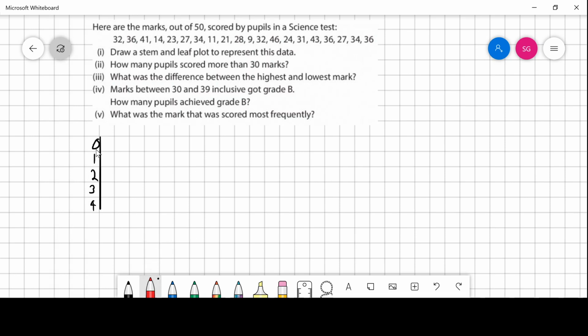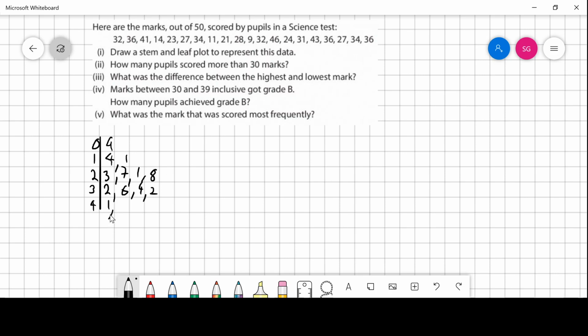Okay, so let's just go through this systematically. So 32, so that'll be a 2 here. 36, a 6 here. 41, a 1 here. 14, a 4 here. 23, a 3 here. 27, a 7 here. 34, a 4 here. 11, a 1 here. 21, a 1 here. 28, an 8 at the 2 place. 9, so a 9 at the 0 place. 32, so a 2 at the 3 place.